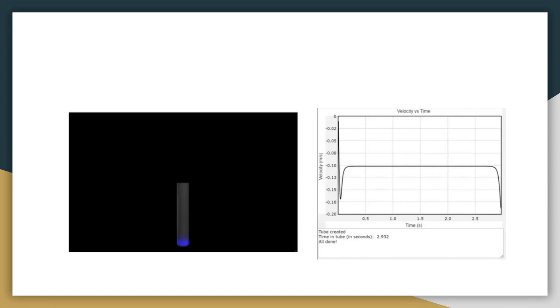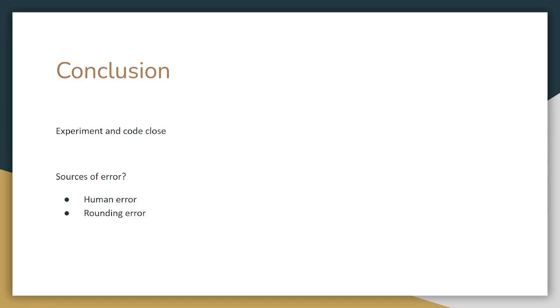As you can see, from the model, the magnet did its thing. Conclusion: the experiment and the code were close. They were very close. So that means we did a good job with the experiment.